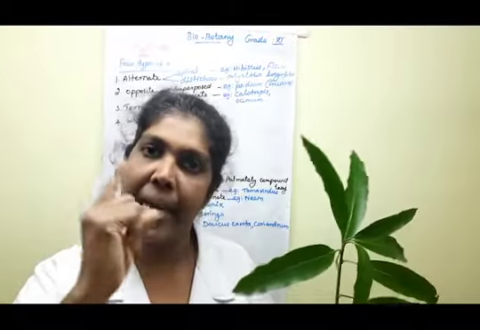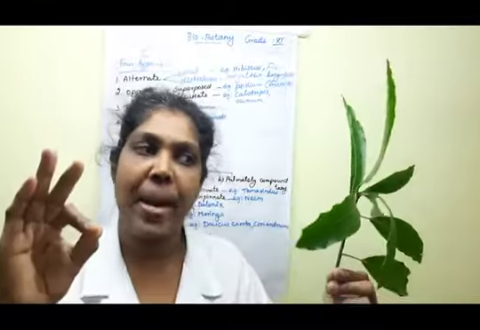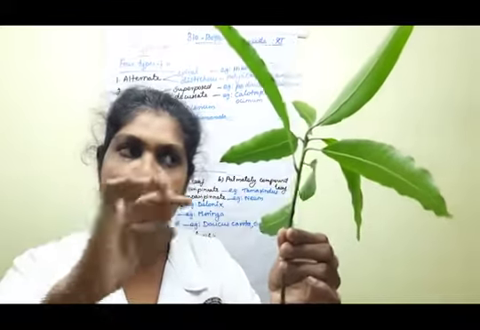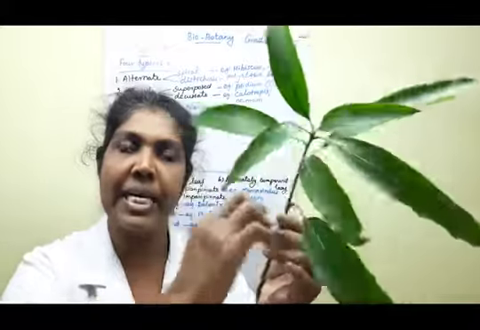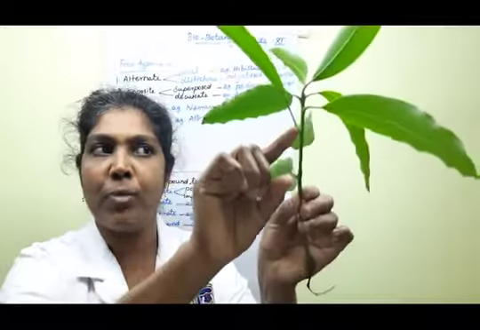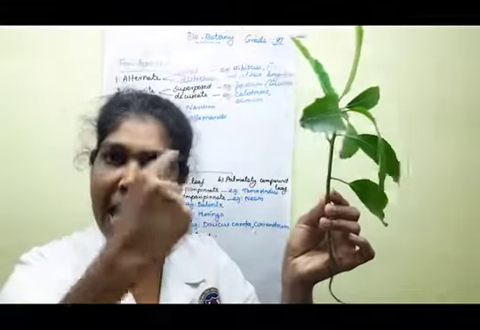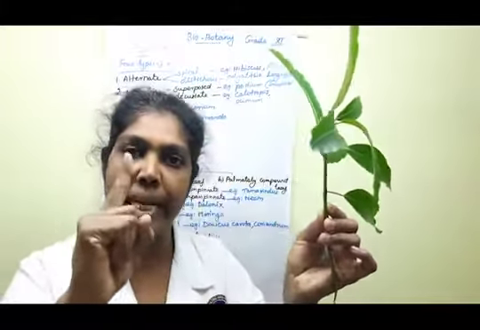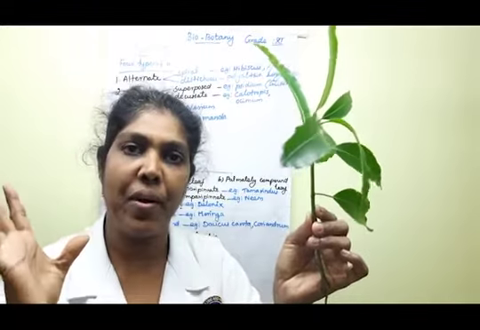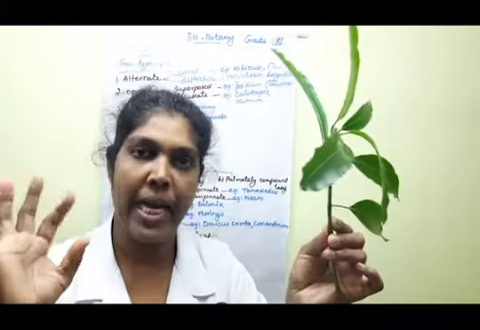Alternate spiral and another one is alternate distichous. Alternate spiral means each nodal region has one leaf arising, and the leaves are arranged in a spiral manner. So if you are looking at this one, here one is present, and at the next nodal region this one is present, again here. That's a spiral manner, where each nodal region has one leaf. Clear? That is known as alternate phyllotaxy.